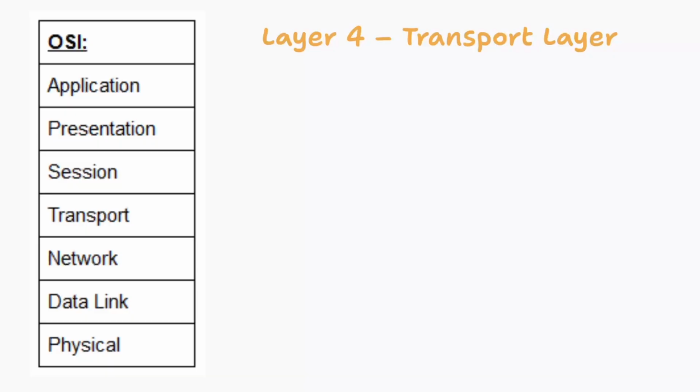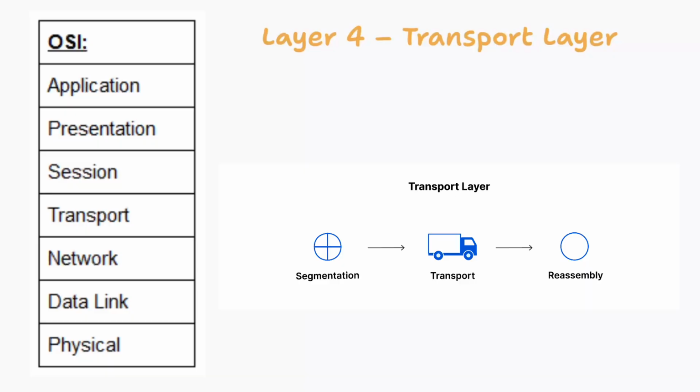In layer 4, we have the transport layer. The transport layer provides services to the application layer and takes services from the network layer. The data in the transport layer is referred to as segments. It is responsible for the end-to-end delivery of the complete message.